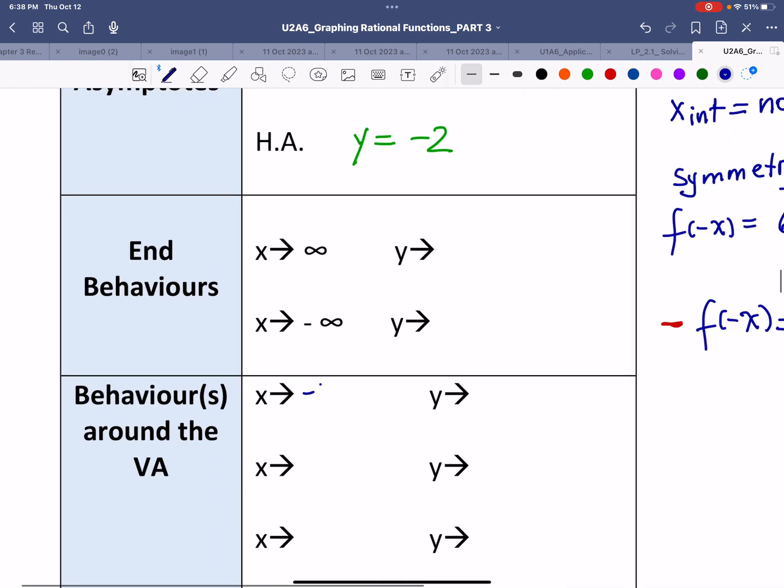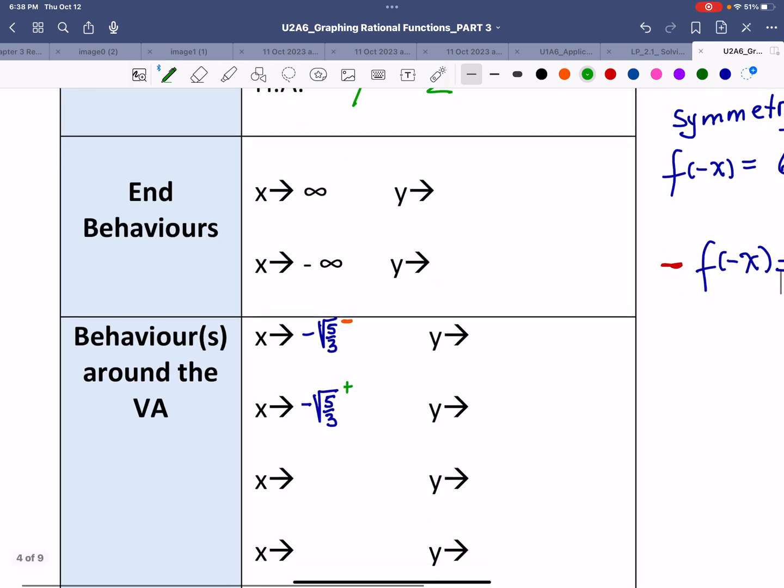is negative the square root of 5 over 3 from the left-hand side. And then we're going to look into the behavior of y values around negative square root of 5 over 3 from the right-hand side. And then the behavior of the function at square root of 5 over 3 from the left-hand side again, and the square root of 5 over 3 from the right-hand side.